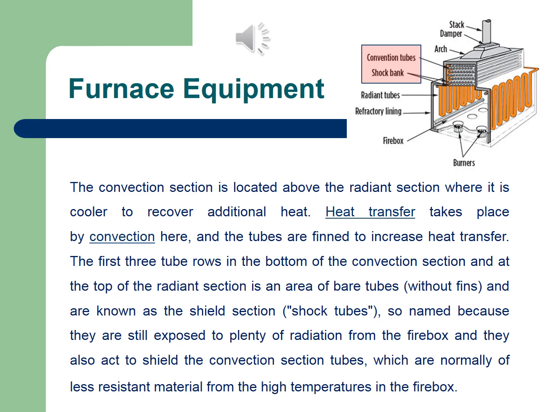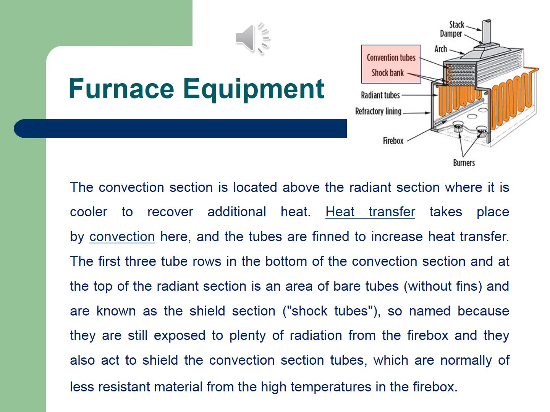Okay, the next section is the convection tubes and the shock bank that is just below the stack, as you can see there on the picture, is indicated in red. So the convection section is located above the radiant section, where it is cooler, to recover additional heat. So again, as I mentioned, that's to make the whole process more effective. So the heat transfer takes place by convection here, and the tubes are finned to increase the heat transfer.